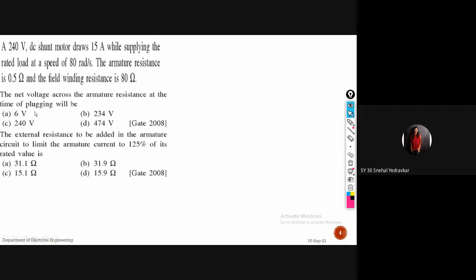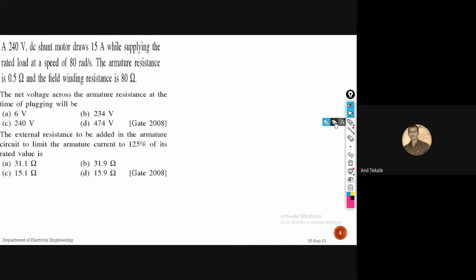The net voltage across the armature resistance at the time of plugging will be. So the first question is what net voltage will appear across the armature resistance when we do the plugging. And the second question is the external resistance to be added in the armature circuit to limit the armature current to 125% of its rated value. From this given data they have asked two questions, so now it is our duty to solve these two questions.